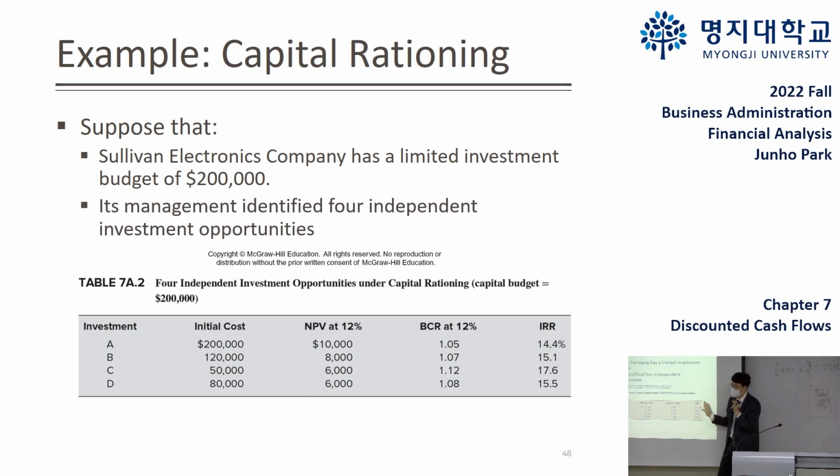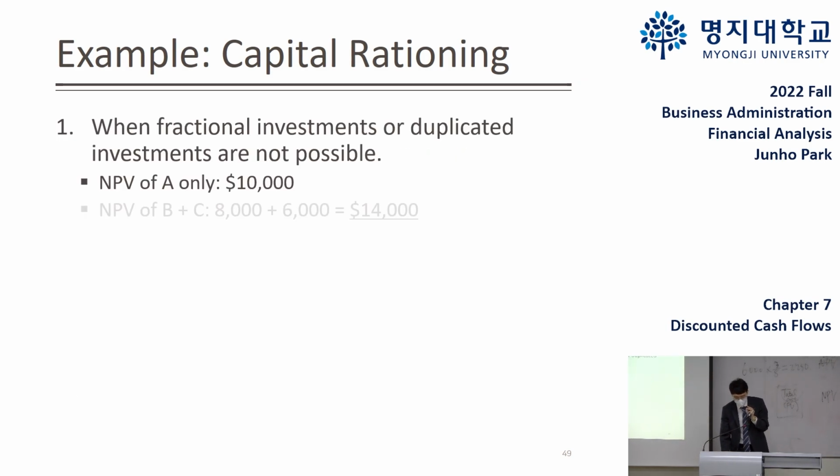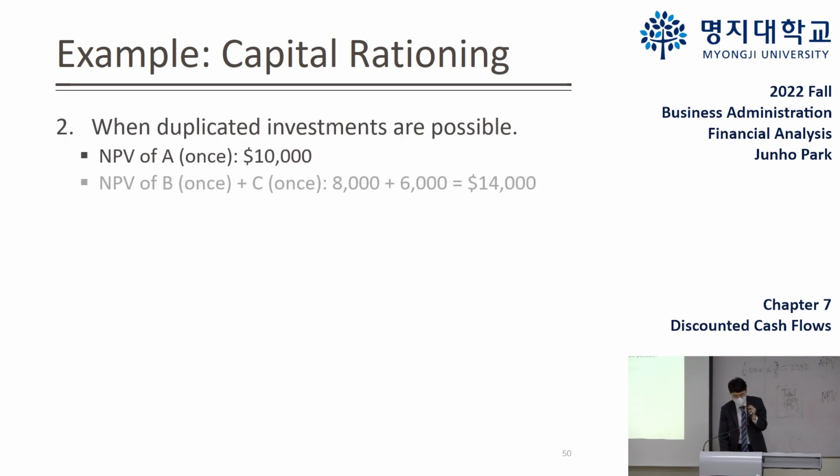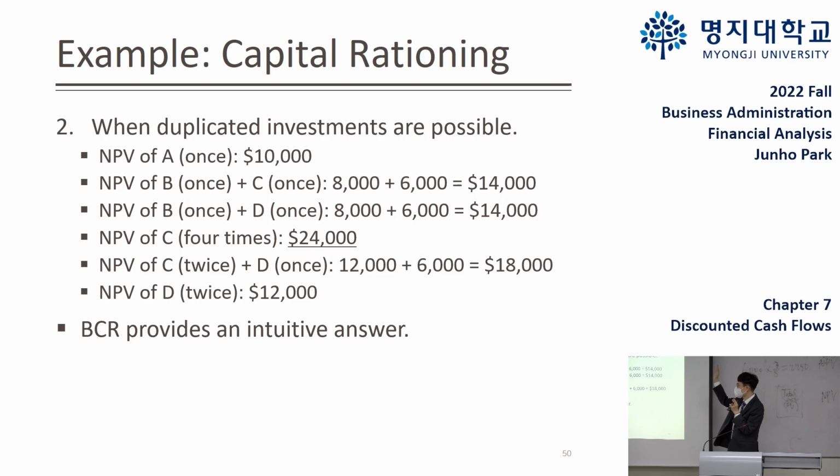So again, in this kind of fractional investment, you can rely on the BCR, and then you can easily obtain the result and make your decision, not only by calculating the NPVs for all of those combinations.